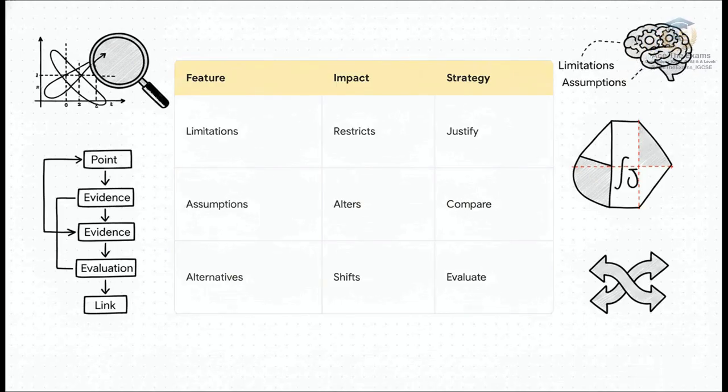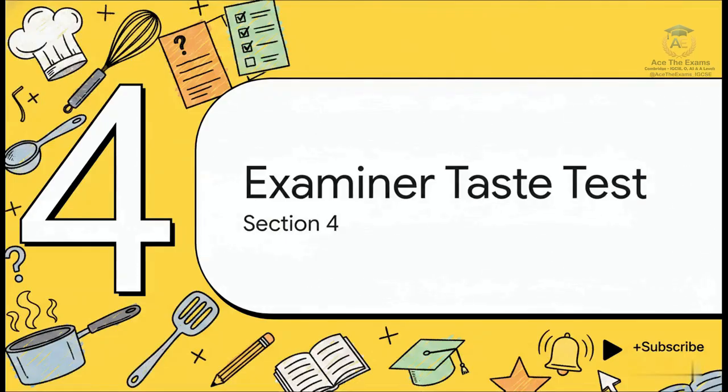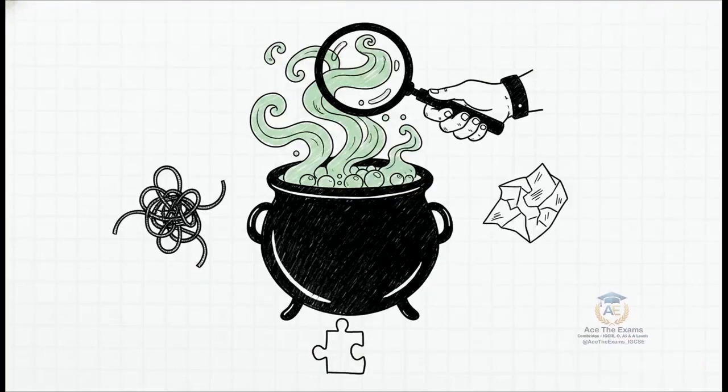This is how you perfectly blend your factual knowledge with top-tier evaluative logic. Section 4, the examiner taste test. We have reached the pass line, so let's conduct a visual compliance audit based directly on the principal examiner reports. Welcome to the interactive viewer taste test arena.